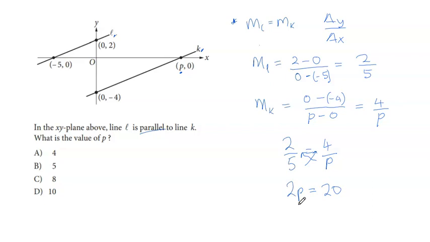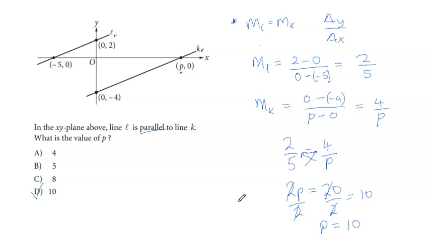So in this, P will be what? We divide this by 2, we divide this by 2. This cancels out. 20 divided by 2 is equal to 10. So our P is equal to 10. So D is our answer.